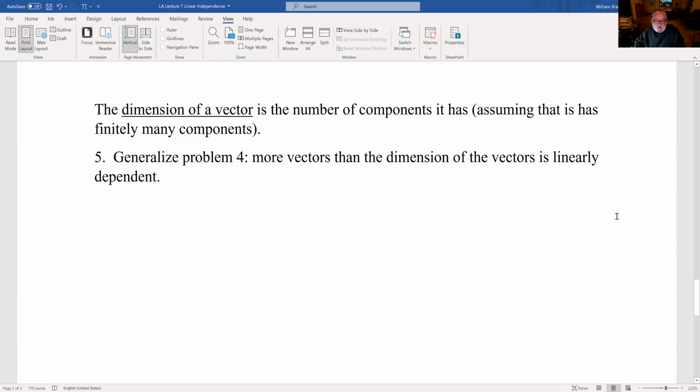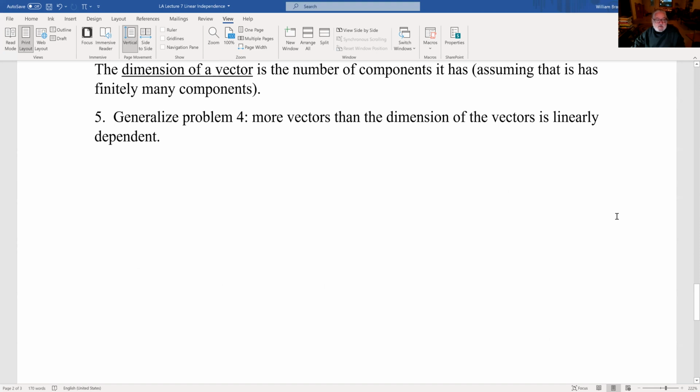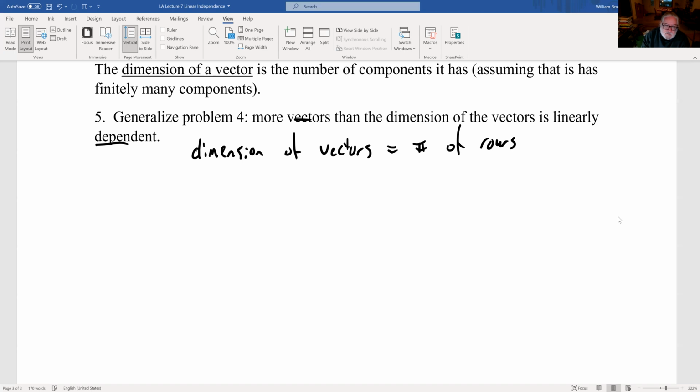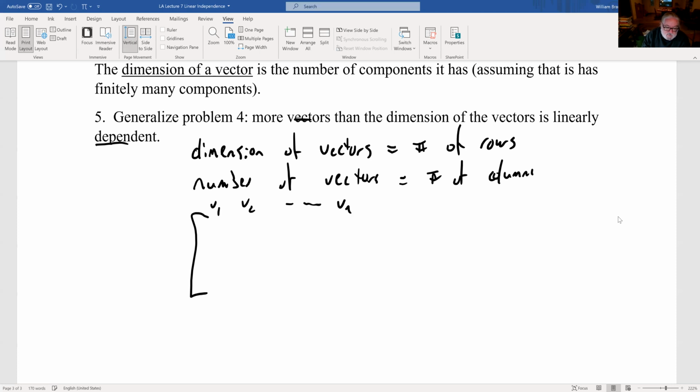So the dimension of a vector is the number of components it has, assuming that it has finitely many components. So if you have more vectors than the dimension of the vectors, then that means we have a linearly dependent set. So dimension of vectors equals number of rows, and number of vectors equals number of columns. Because we want a column for V1, a column for V2, dot, dot, dot, a column up to Vn, and then our zeros here.